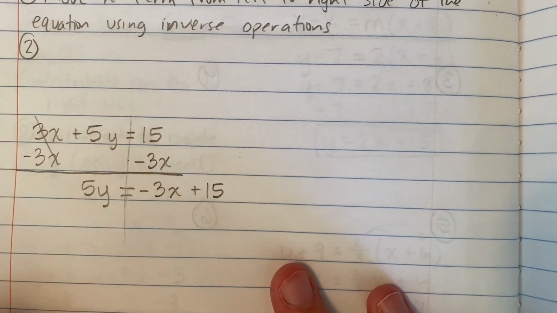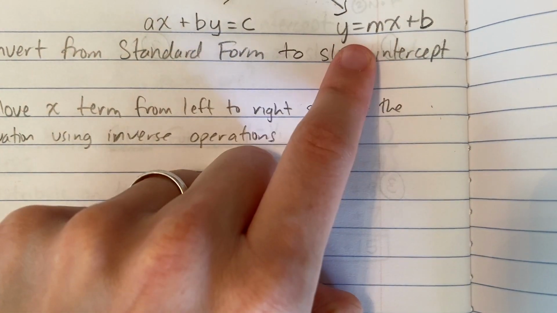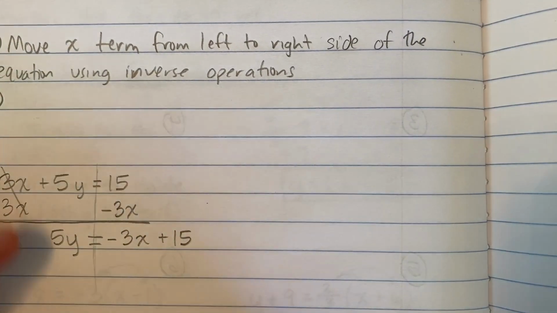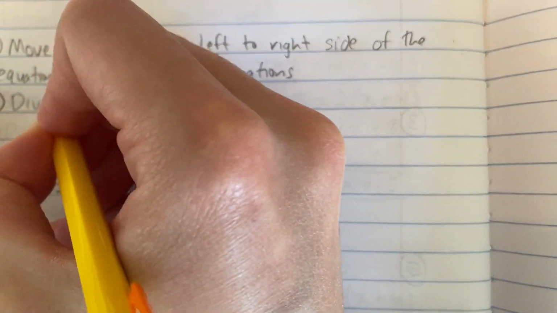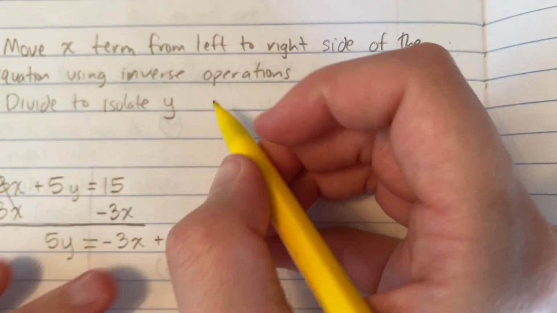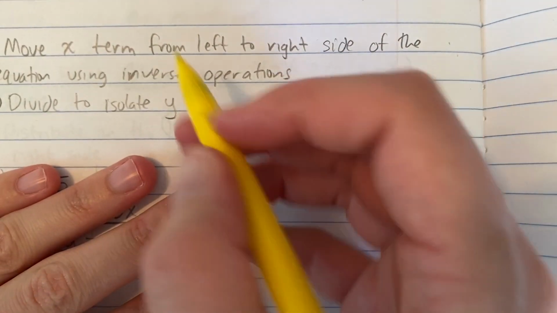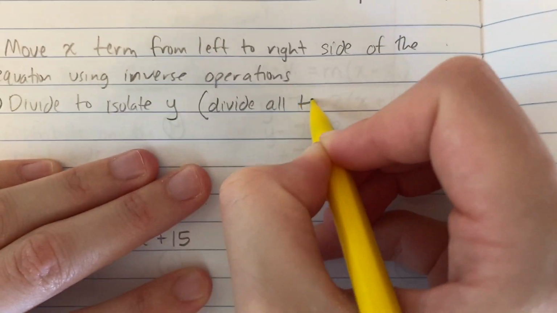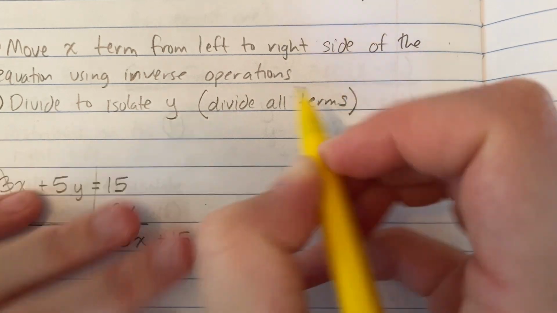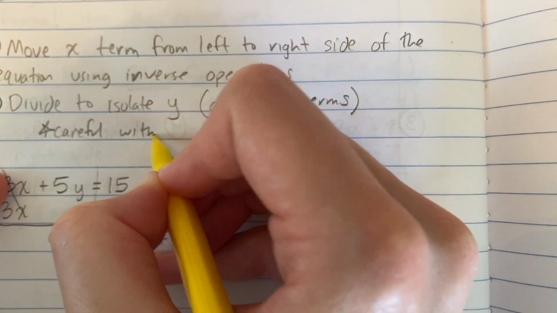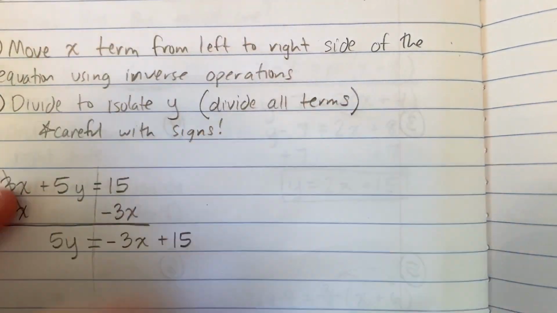Now, remember, if I want it to look like this, I need my y by itself. So right now, my y is being multiplied by 5. So if I want to get y by itself, I need to divide to isolate y. Now, the thing that you need to be careful of, when you divide, you have to divide all the terms. You're going to see what I mean. And just be careful, careful, careful here with the signs. This is where a lot of mistakes happen. So please just be careful with the signs.